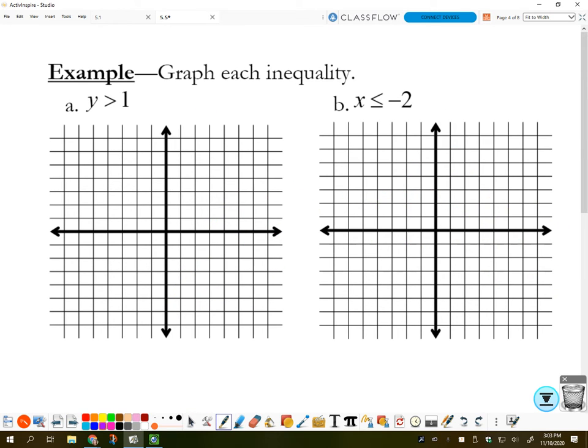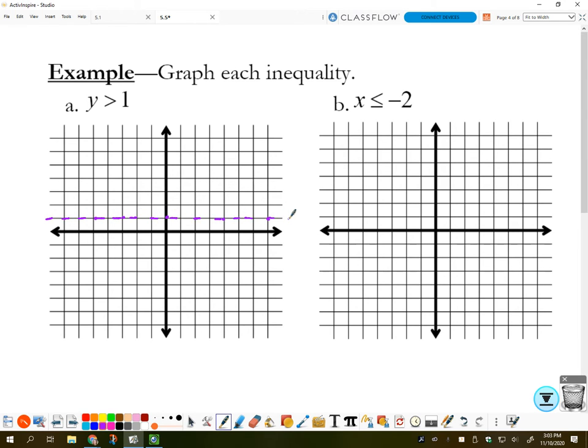All right. So for these, we have to remember the whole test-point thing that we discussed in chapter 2, or you just remember what you got. This is saying y values are less than 1. Well, 1 on the y-axis is here. If I do a bunch of points where the y value is 1, then I would get this line right here. There's no equal to, so we're going to say this is a dotted line.